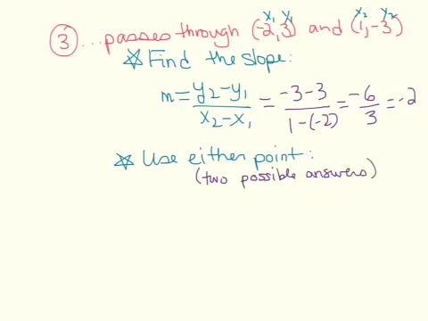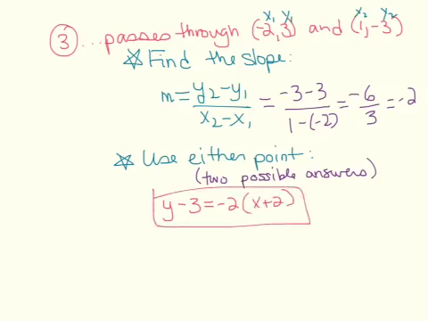So I'm going to start by using the first point, -2, 3. And when I do that, I get y minus 3 equals -2, which is the slope I just calculated, times x plus 2. This is my first possible answer. Second possible answer is if I were to use the point 1, -3, I would get y plus 3 equals -2 times x minus 1.